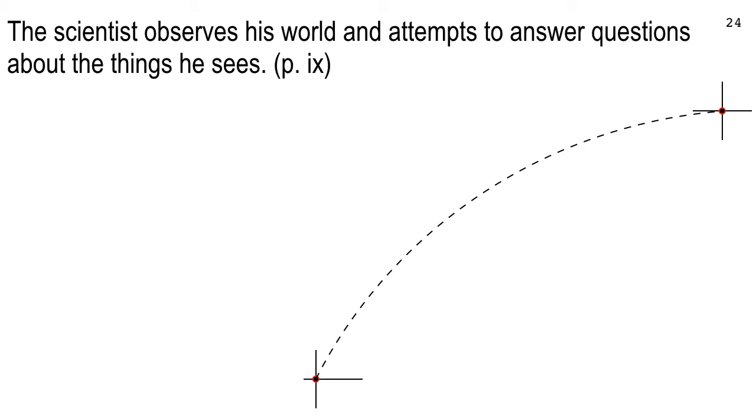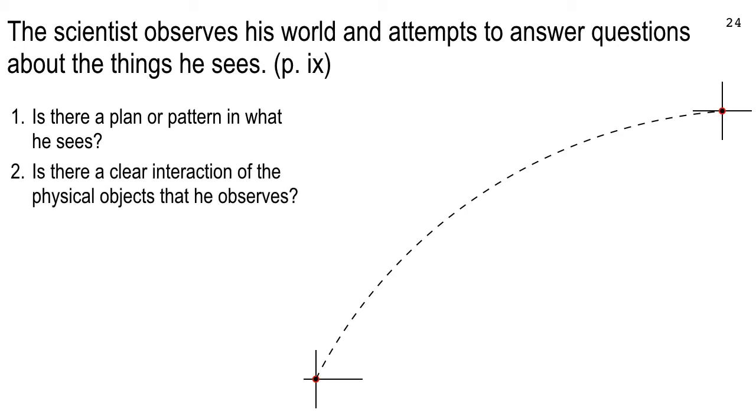All right? And he asks questions like this. Is there a plan or a pattern in what I've just observed? Is there a clear interaction of physical objects that he's observing? It's always about what the observer sees. That's the key question. That's Einstein's famous question. What does the observer see? To get down to the nitty-gritty, does he see a clear interaction of physical objects?